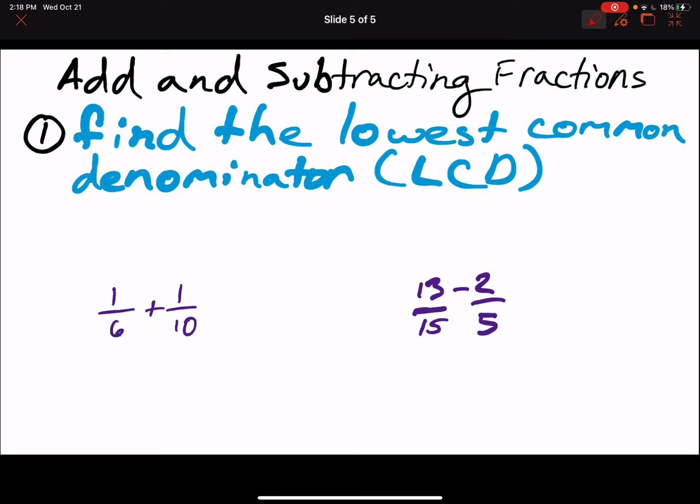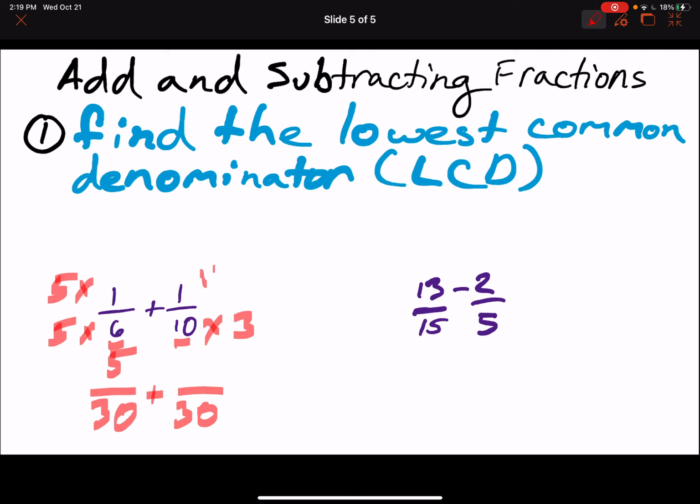So let's do that here. I have 6 and I have 10. Pause the video. I want you to find that lowest common denominator. All right, so I know that the lowest common multiple between the two is 30. I multiplied 6 by 5, so I multiply the 1 by 5, which gives me 5, and I multiplied the bottom by 3, so I multiply the top by 3. The denominator remains the same, and I add those, and that's 8.